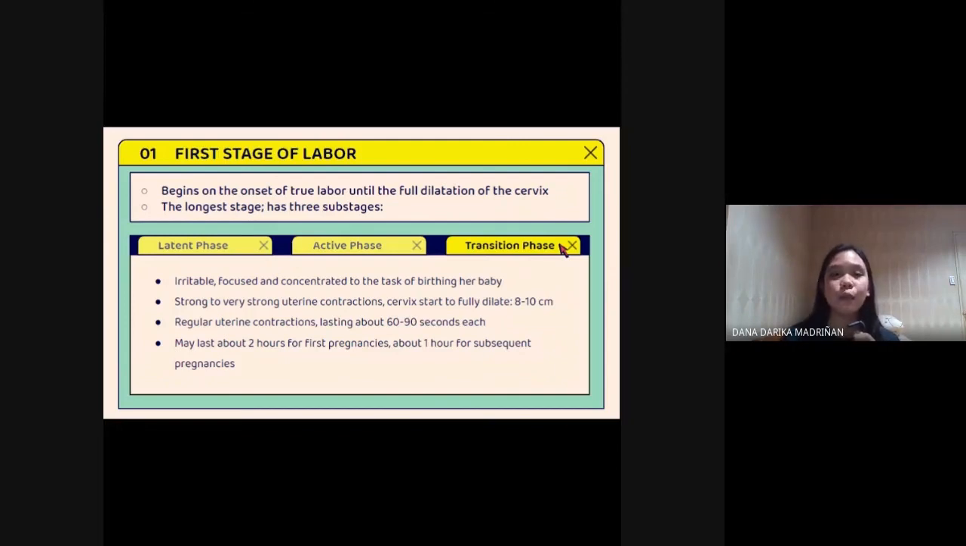Sa phase po na ito, mas lalo po siyang nagiging irritable dahil sobrang focused po niya sa panganganak. At ang mga hilab po niya ay regular na po at strong to very strong na po dito. At ang phase po nito ay nagtatagal ng 2 hours po for first time mommies and mga 1 hour lamang to sa mga nagkaanak po dati. And every hilab po, pwede po siyang tumagal lamang ng 60 to 90 seconds lamang po.